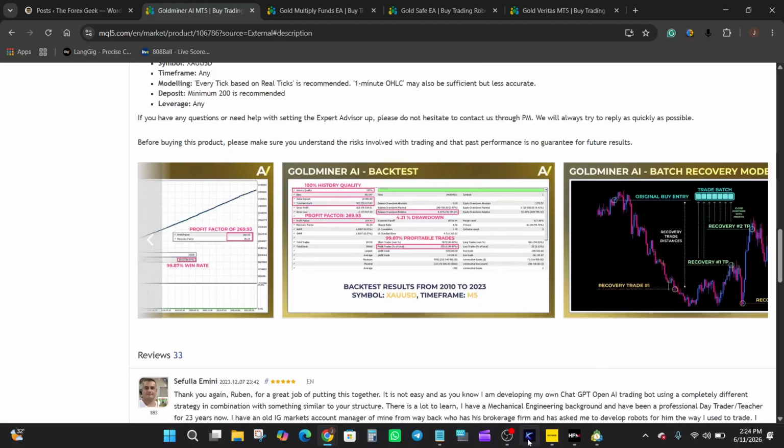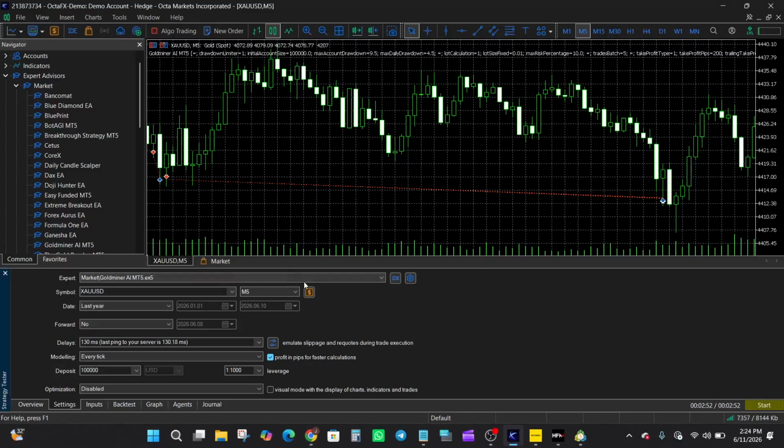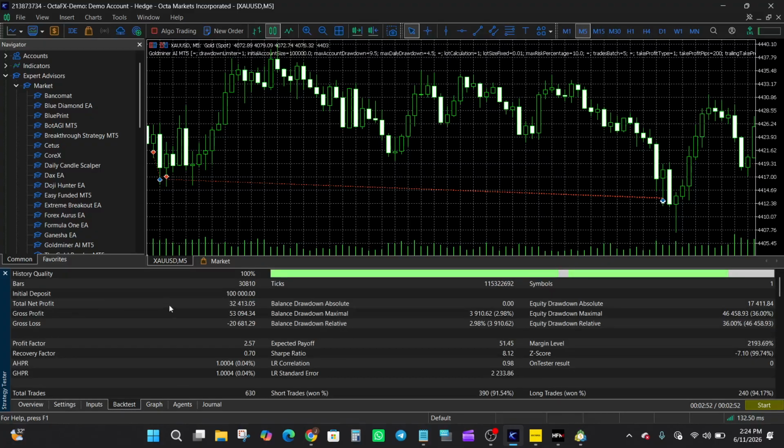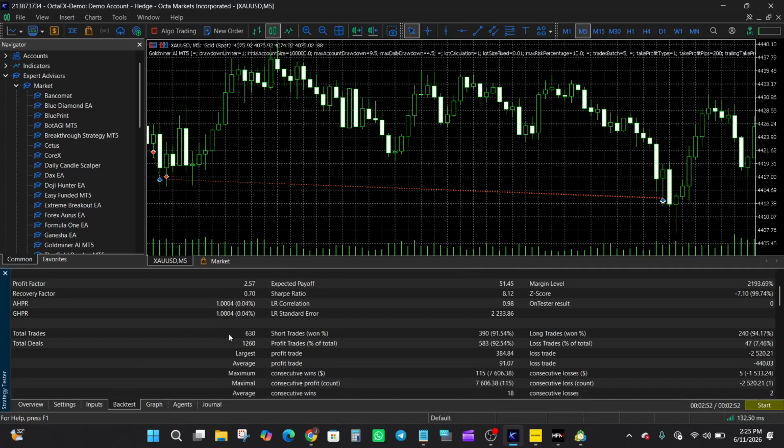Now let's just quickly head over to our strategy tester. Let's see how the Goldminer AI EA performed on XAUUSD in 2026, testing from the first day of the year till date. So it covers about 5 months plus. Let's just see the results. So from an initial deposit of $100,000, the total net profit was $32,413.05. The total trades taken were 630, and the short trades were 390 with a 91.54% win rate. Long trades were 240 with a 94.17% win rate.